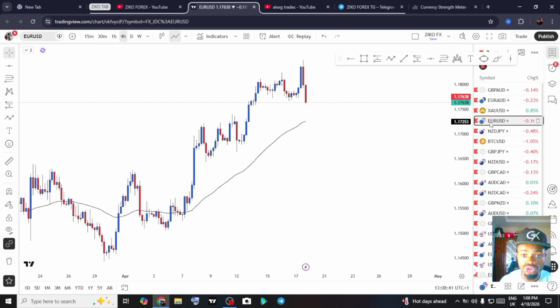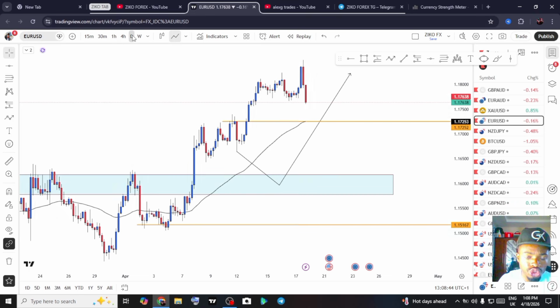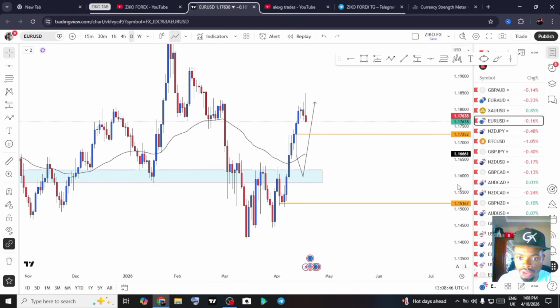So next pair, Euro USD. Let us see. So Euro USD, I was actually waiting for price to pretty much sell to this area for us to buy this new week.